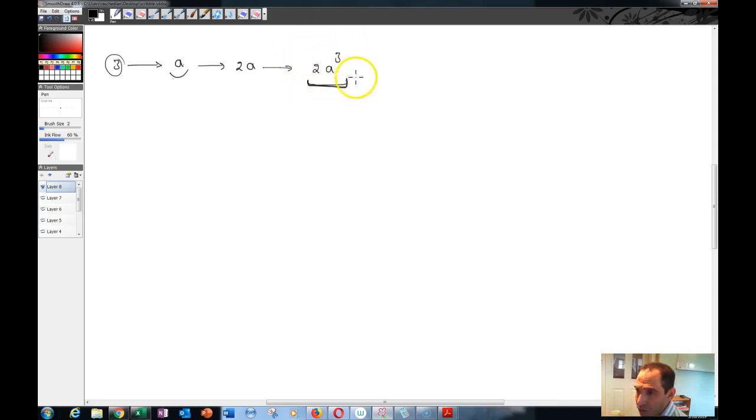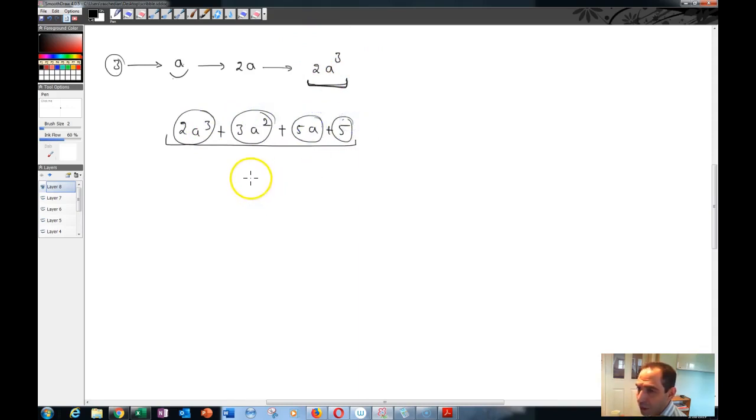And then when you put such terms together, you will get a polynomial, meaning that you have, for example, 2a cubed plus 3a squared plus, I don't know, something like 5a plus 5. This thing over here is made up of these little simple building blocks, and this collection of simple building blocks is called a polynomial.